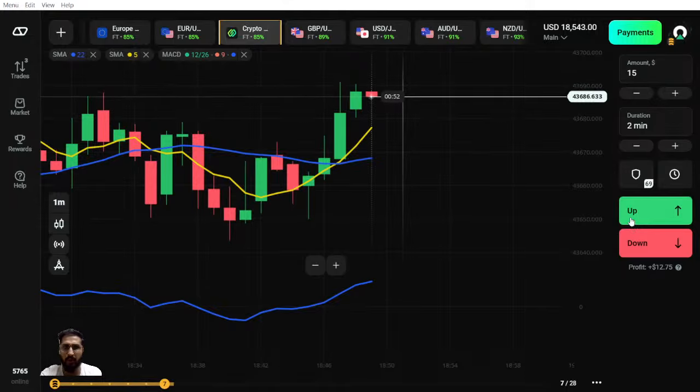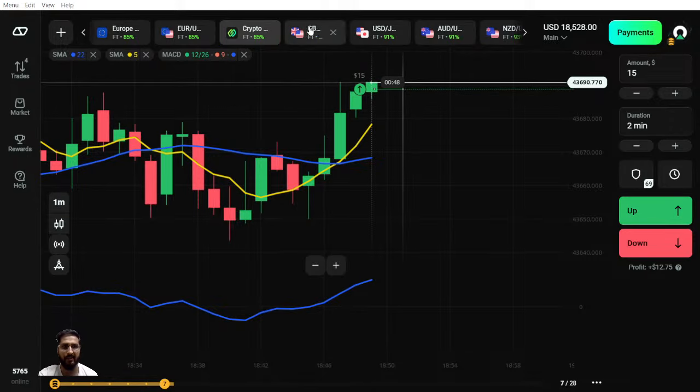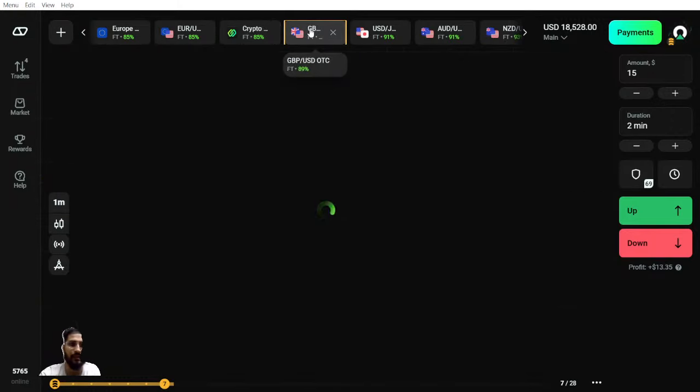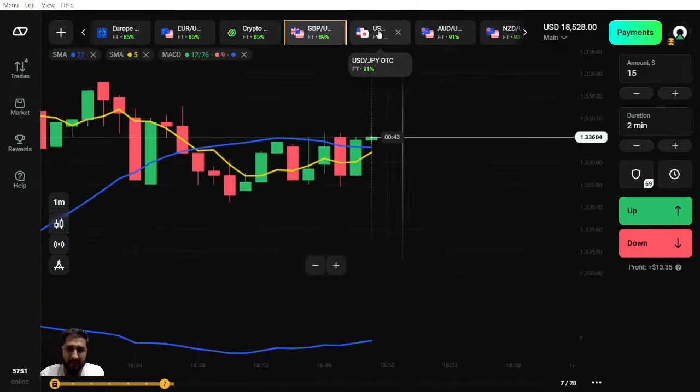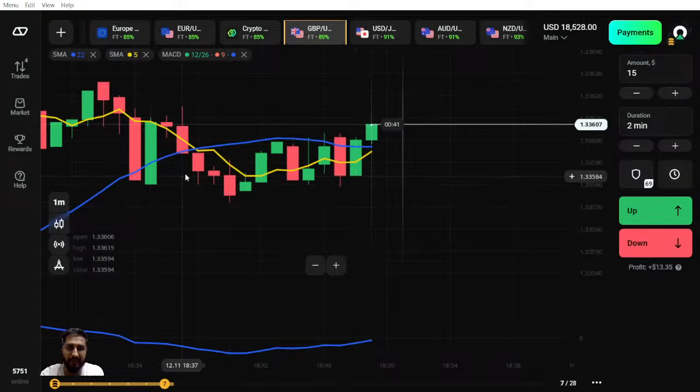Okay, so I believe there can be an opportunity for an up trade. That is again based on the support resistance level. Let's find something which is based on the strategy.